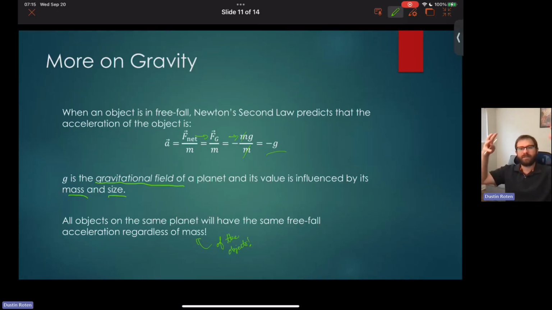Okay, so that's why we have this nice uniform gravitational field. Everything falls with an acceleration here of negative 9.8. And of course, you can calculate the gravitational field for other planets if you need to.